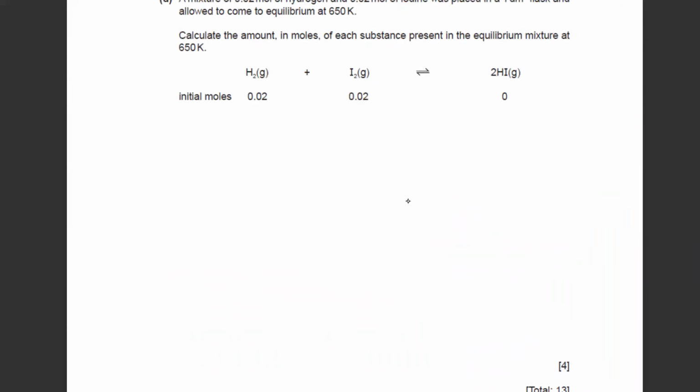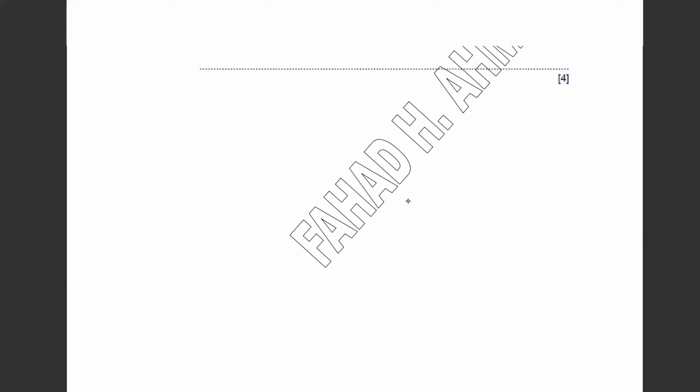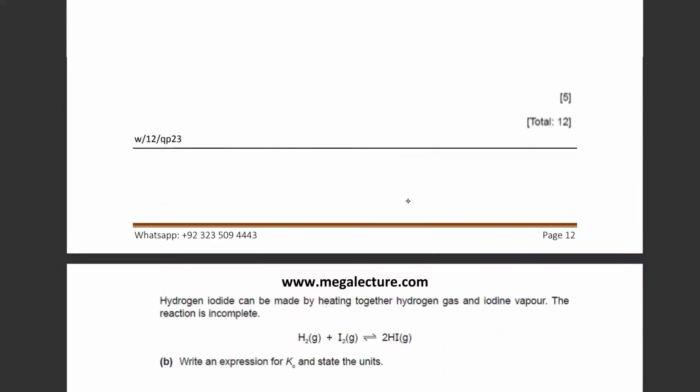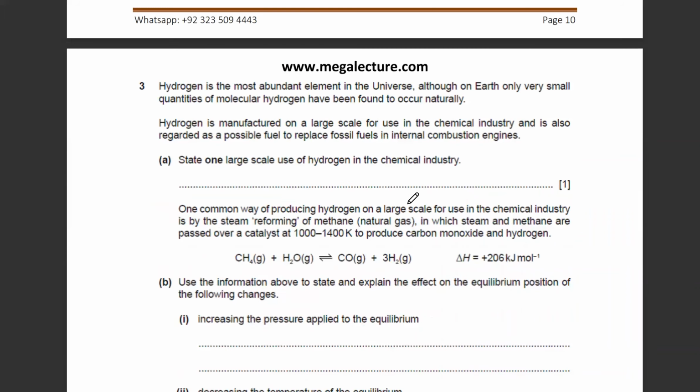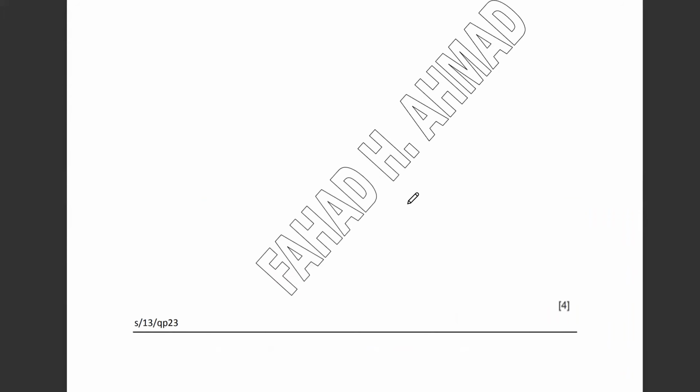Let's see if we can find, not this type. We're going to do the second type of question in the next class. This is the second type of question. Just a second.